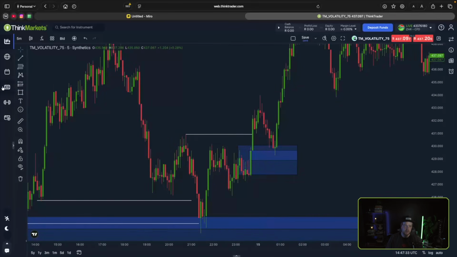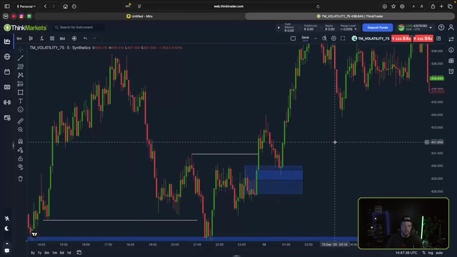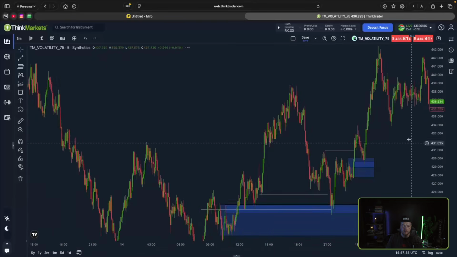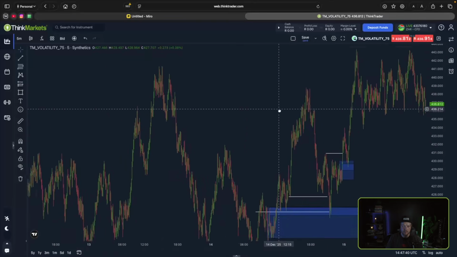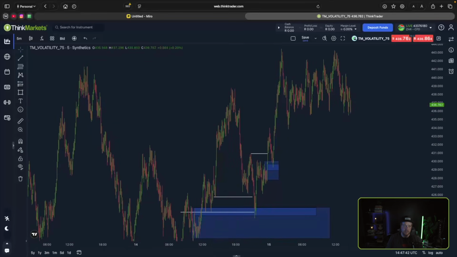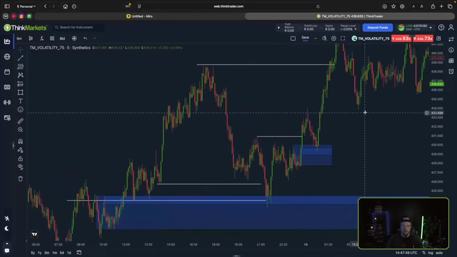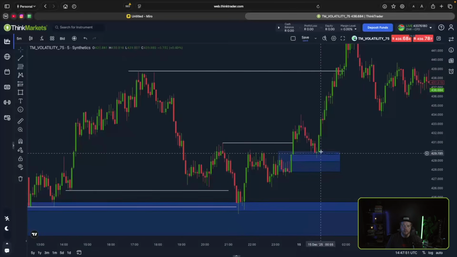You can enter your trade right over here, and then you can target the next level of liquidity. In this case, it's going to be this high right over here on the 1 hour. And then as you can see, you entered right over here and price went straight to the TP.